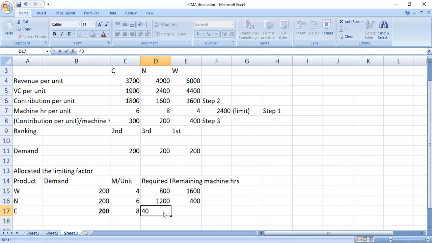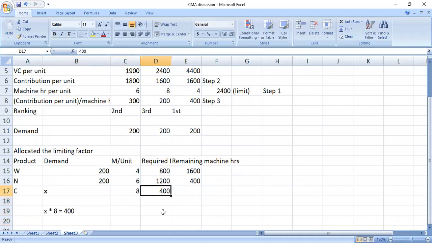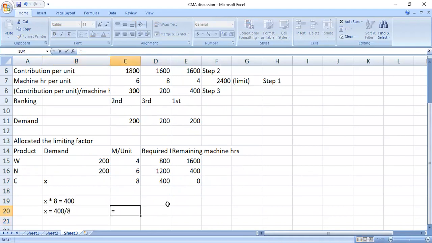The only time I'm left with is 400, right? But how much do I need for a single unit? It is 8. So how much will I produce officially? Let that be X. We know that X times the 8 for a single unit should give me the 400 that is left. You can't consume what you don't have. So our X is going to be 400 divided by 8. The only products you can produce for C are 50 units, not the entire 200.